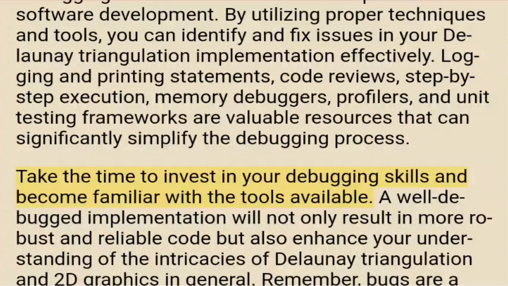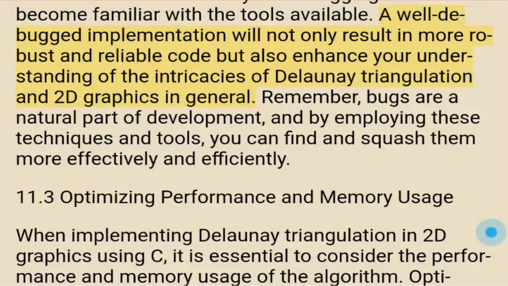Take the time to invest in your debugging skills and become familiar with the tools available. A well-debugged implementation will not only result in more robust and reliable code but also enhance your understanding of the intricacies of Delaunay triangulation and 2D graphics in general. Remember, bugs are a natural part of development, and by employing these techniques and tools, you can find and squash them more effectively and efficiently.